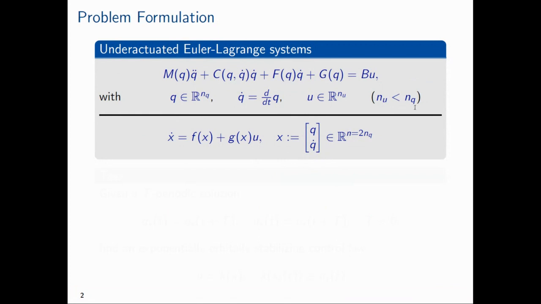Now, to keep things simple in this talk, we will consider the system written on regular state-space form, given here as a dynamic control affine system, with x denoting the states of the system, given as the generalized coordinates and velocities, and we will denote by n twice the degrees of freedom.